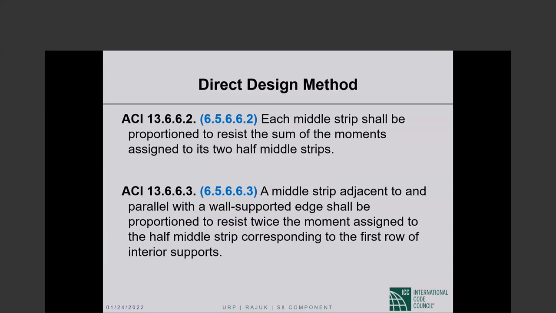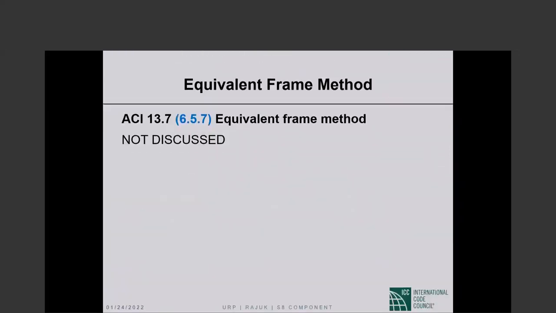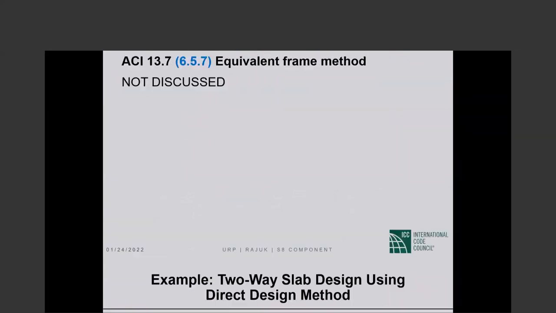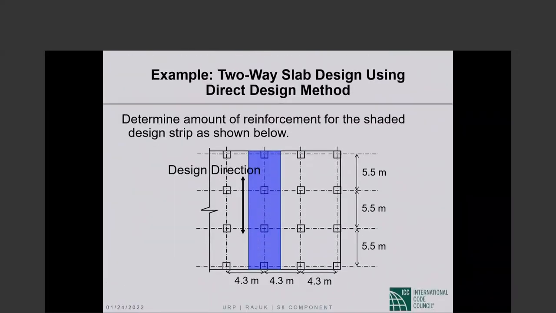A middle strip adjacent to and parallel with a wall-supported edge shall be proportioned to resist twice the moment assigned to the half middle strip corresponding to the first row of interior supports. This again, if you look at a picture and read, you will see what is being said. Okay, so that is pretty much the story of the direct design method. Equivalent frame method, I said we will not discuss.